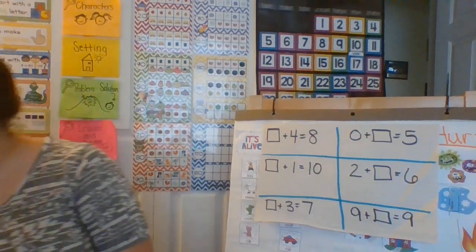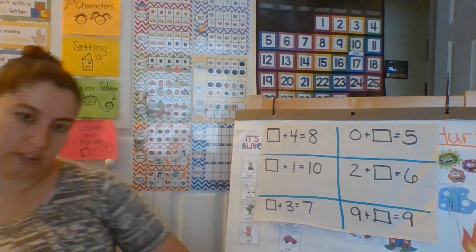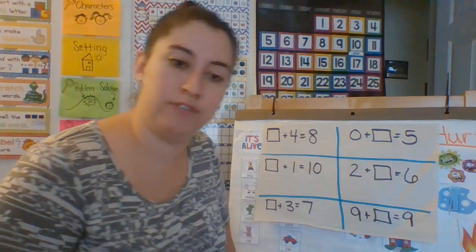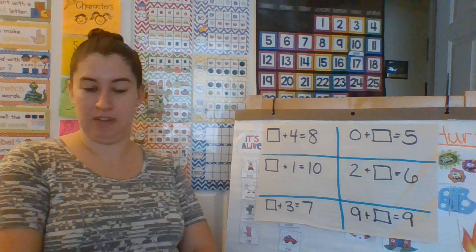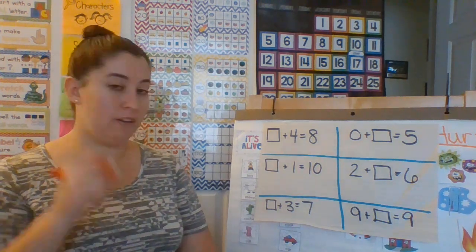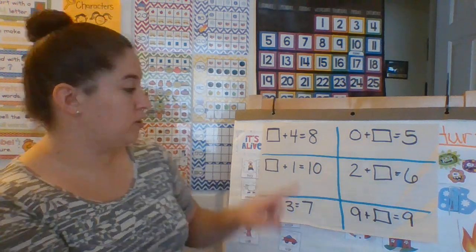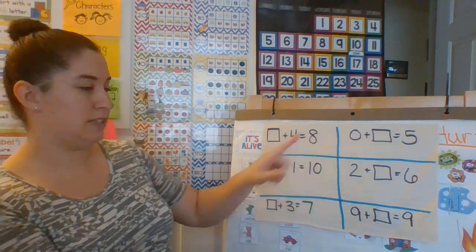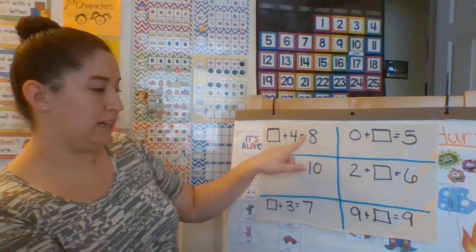Okay, so we just have some problems to work on today to solve for missing atoms. I want you to either use your fingers or your cubes or draw a picture or something to solve them, okay? So all we're doing today is we're just solving for the box. We have to figure out what number goes in the box. So our first one is box plus 4 equals 8. So what plus 4 equals 8?